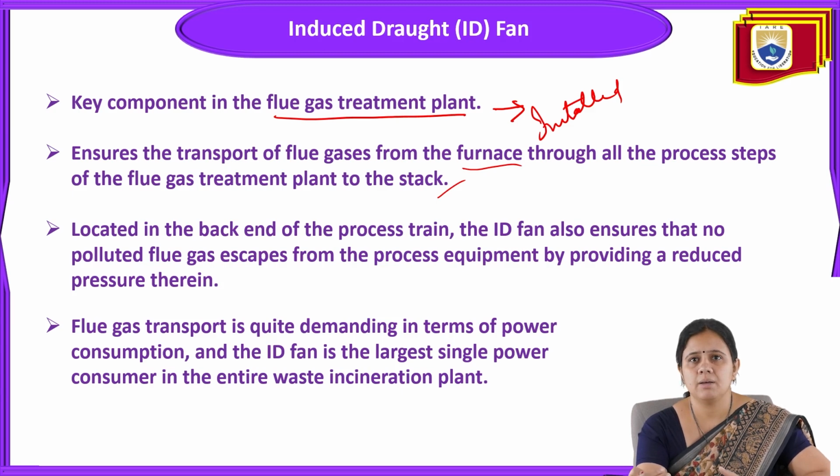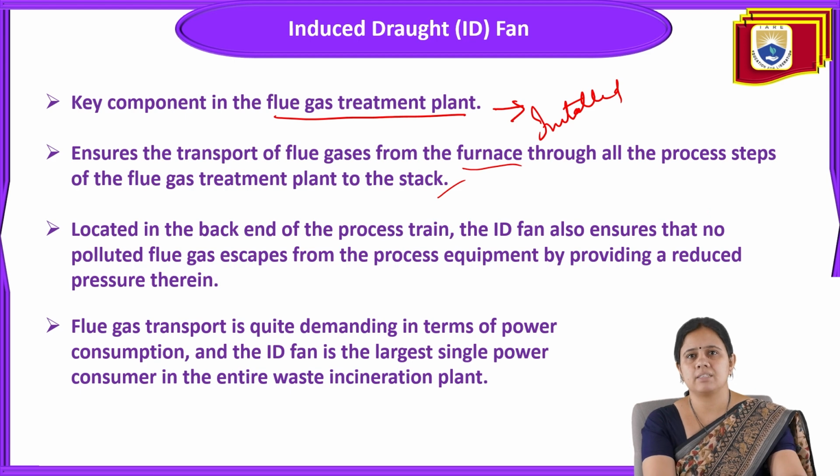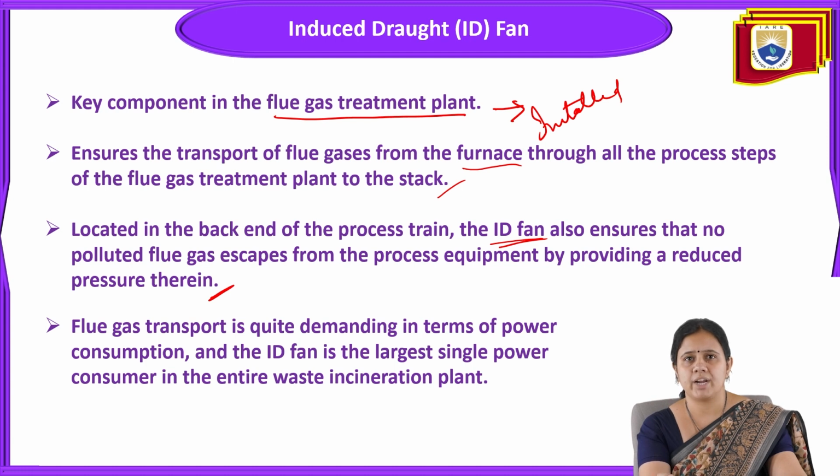It is located at the back end of the process train. The ID fan also ensures that no polluted flue gas escapes from the process equipment by providing a reduced pressure in it.